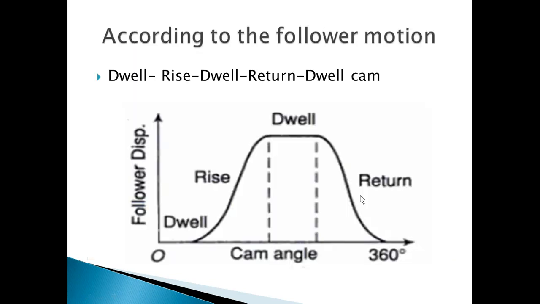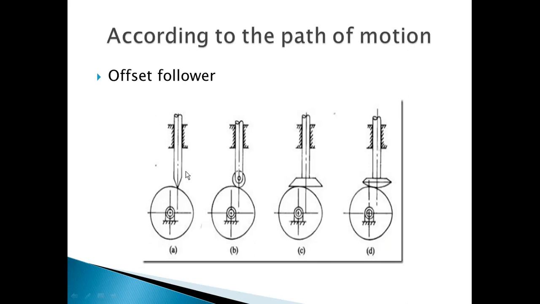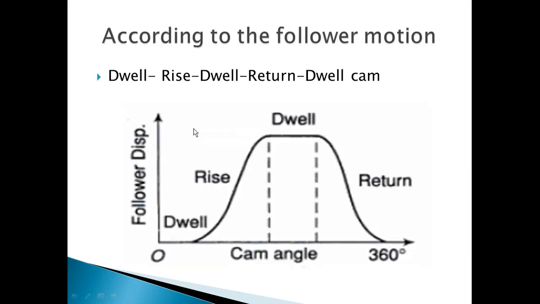The first one is according to the follower motion. Before that, we need to know what is meant by dwell, rise, and return. According to the follower motion, the first one is dwell, rise, dwell, return, dwell. What is the meaning of these terms: dwell, rise and return? In this figure, you can see the cam angle. As the cam rotates, this rotation is distributed along the x-axis from 0 to 360 degrees. The follower displacement, whether the follower is moving up and down, travels a certain distance along the y-axis, linearly. That is nothing but the follower displacement.